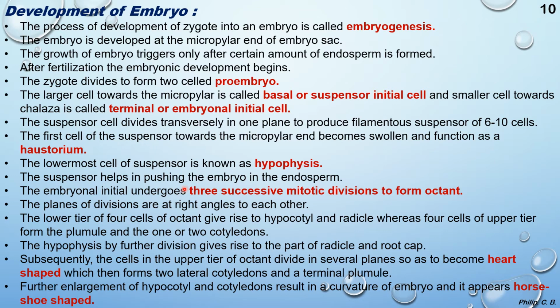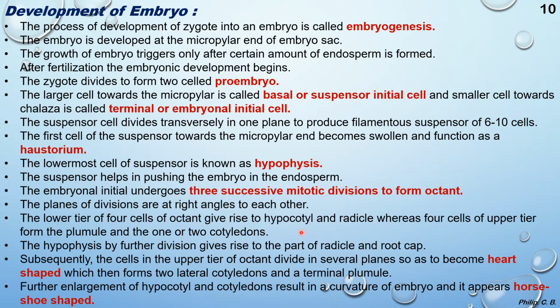The embryonal initial undergoes 3 successive mitotic divisions to form octant. Now coming to the second part, that is first the suspensor, now the embryonic part. The embryonal initial which divides by 3 mitotic divisions and further forms octant. As we know, 1 division to 2, 2 to 4, 4 to 8. The planes of divisions are at right angles to each other. The lower tier of 4 cells of the octant gives rise to hypocotyl and the radicle, whereas the 4 cells of the upper tier forms the plumule and the 1 or the 2 cotyledons.